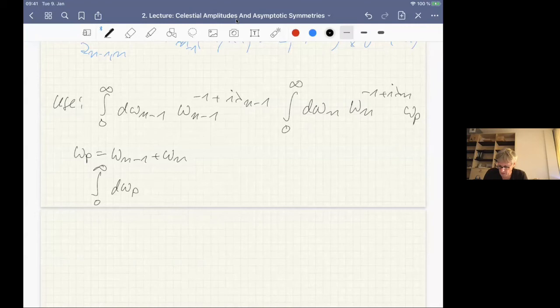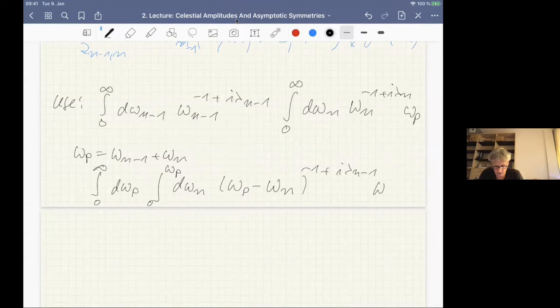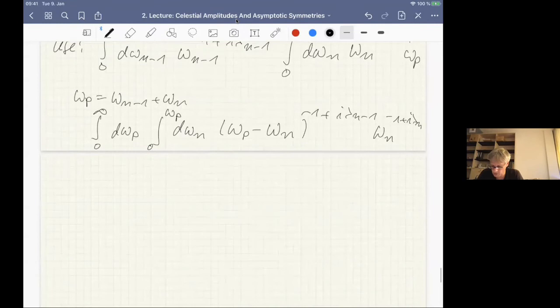And then this is then only integrated to omega p. So this is, of course, a standard variable transformation. E lambda n minus one, omega n. I mean, you can simply verify this. And then we have times omega p.